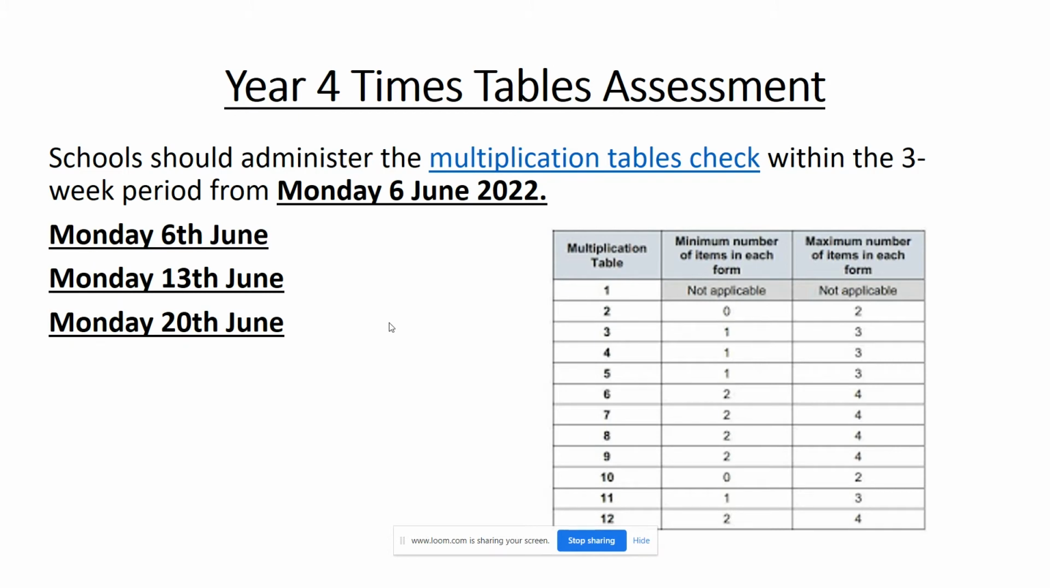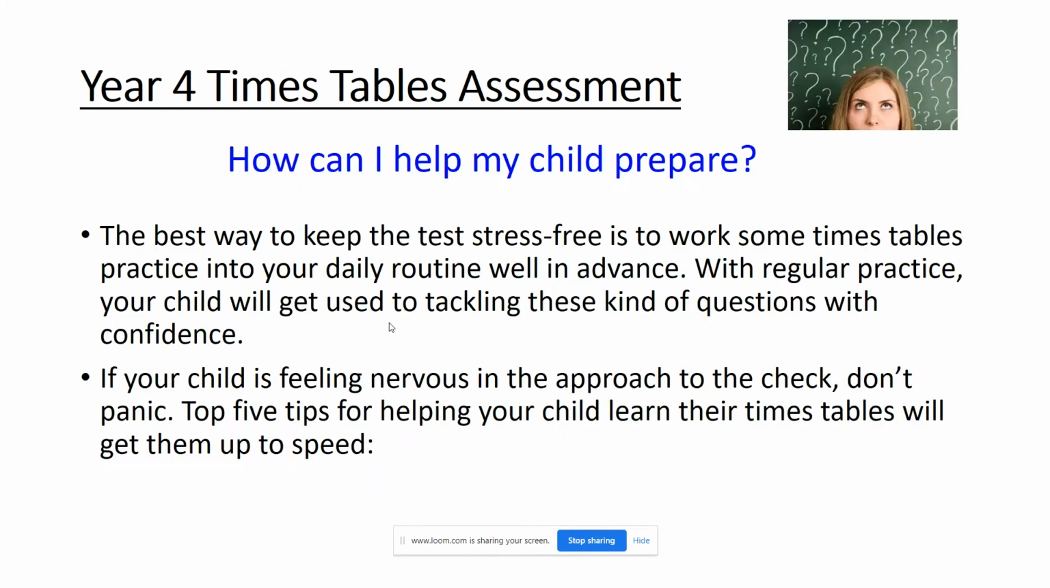So it could be the week beginning Monday the 6th of June, could be the week beginning the 13th of June, or Monday the 20th of June. So those are the dates that you need to be thinking about when you're looking at when your child might take this. The school might decide to run those tests across all 3 weeks, depending on how busy they are and their own school calendar. If you ask your teacher when they're likely to do this, okay, they should be able to tell you, but it will take place starting from Monday, the 6th of June, 2022.